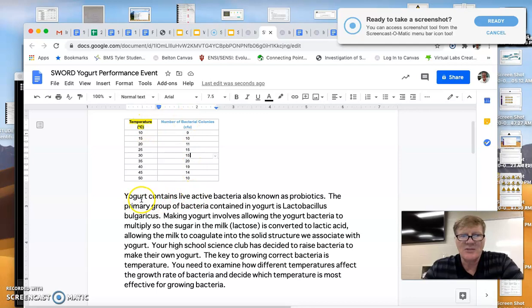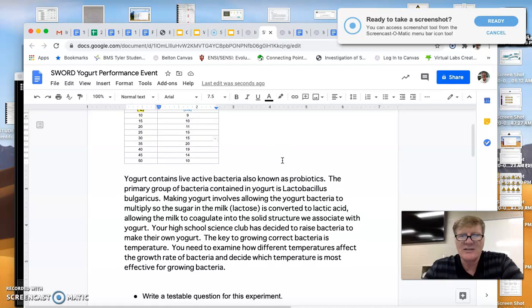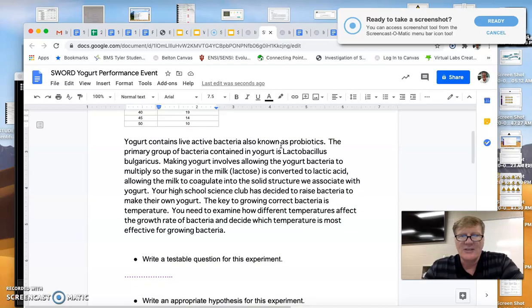If I read this prompt: yogurt contains live active bacteria, also known as probiotics. The primary group of bacteria contained in the yogurt is Lactobacillus bulgaricus. Making yogurt involves allowing the yogurt bacteria to multiply so the sugar in the milk is converted to lactic acid, allowing the milk to coagulate into the solid structure we associate with yogurt. Your high school science club has decided to raise bacteria to make their own yogurt. The key to growing correct bacteria is temperature. You need to examine how different temperatures affect the growth rate of bacteria.